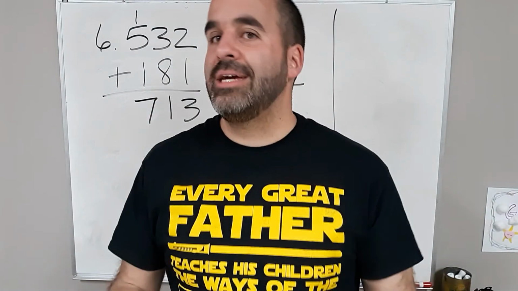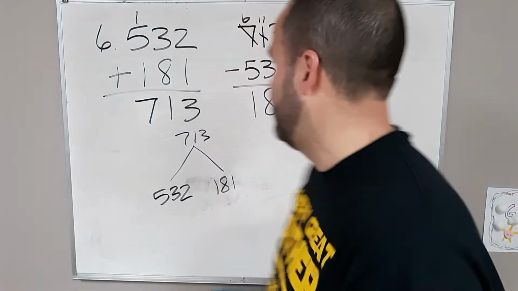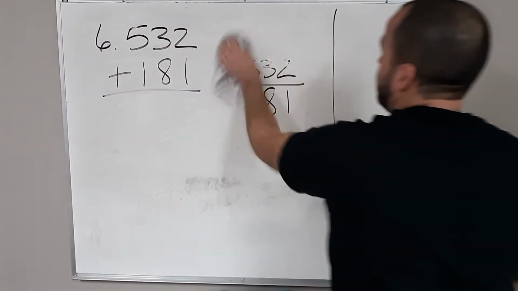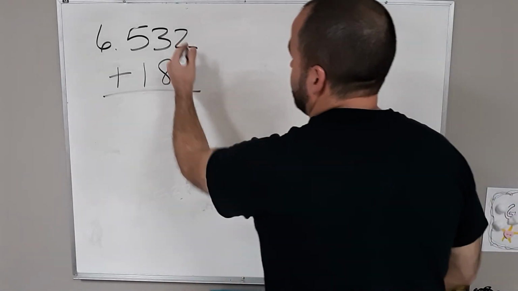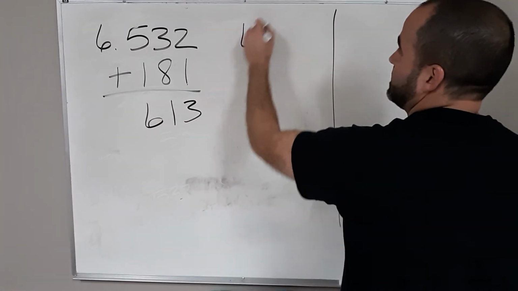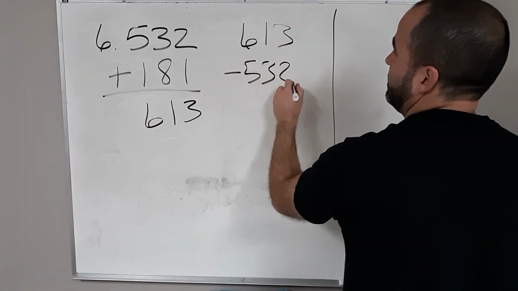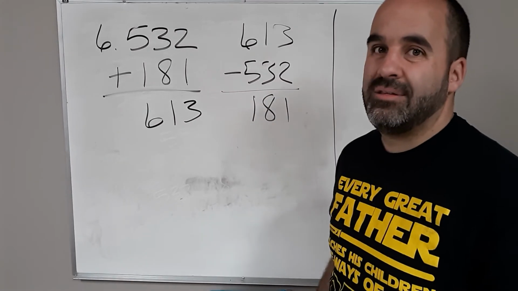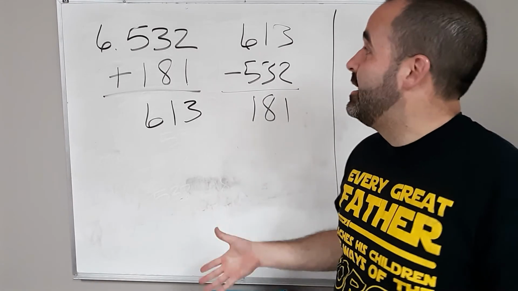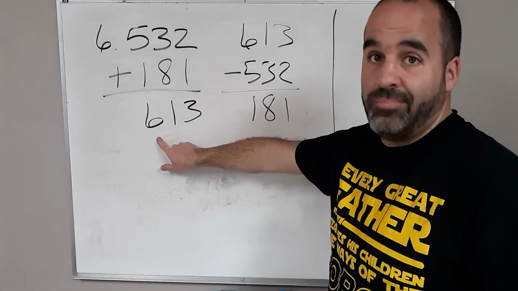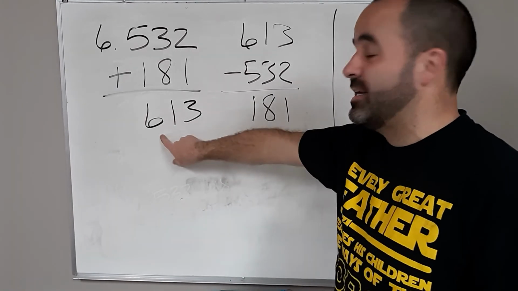Now, here is my word of warning to you. When you get to the checking side, don't just do this. All right, 2 plus 1 equals 3, 3 plus 8 equals 11, 5 plus 1 equals 6, and then come over and go, okay, 613 minus 532 equals 181. Okay, there we go, got it. Did I check? I didn't. I just wrote down these numbers in this order over here, and do I have the right answer? Nope, we just checked and proved that this is not the correct answer.